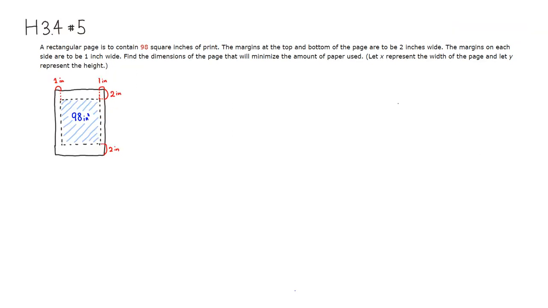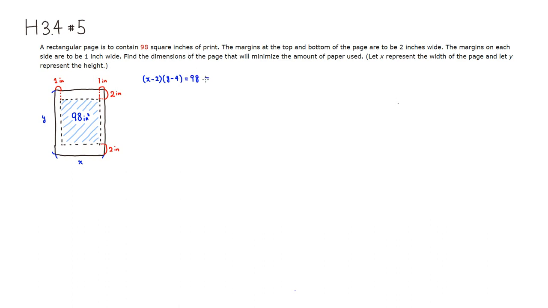So we know that, let's see, this is x, right? And here, this is y. So the print is going to be, we have x, but you have to take away 1 inch from both sides, so you subtract 2. And then y, you have to take out 4 inches from the height. So this has to be equal to 98.